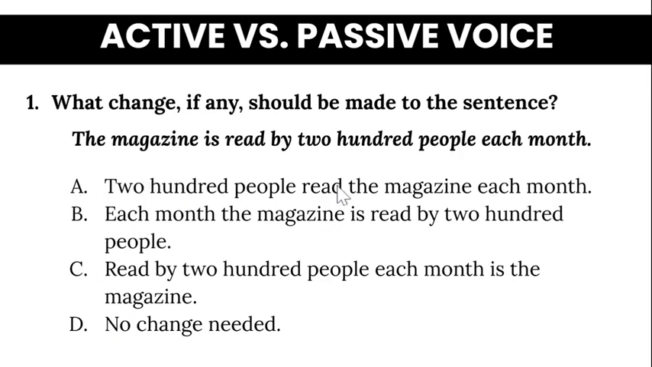200 people read the magazine each month. It has the same information, but answer A is much more clear than the example at the top. People is the subject. Read is the verb. People are doing the action of reading.